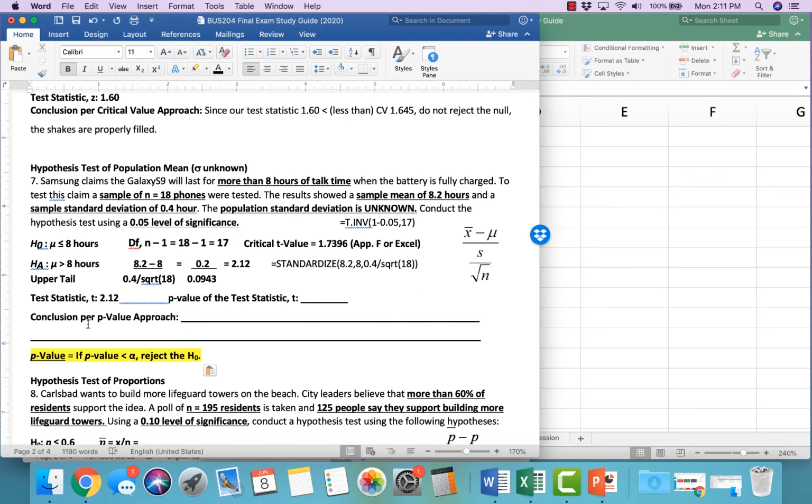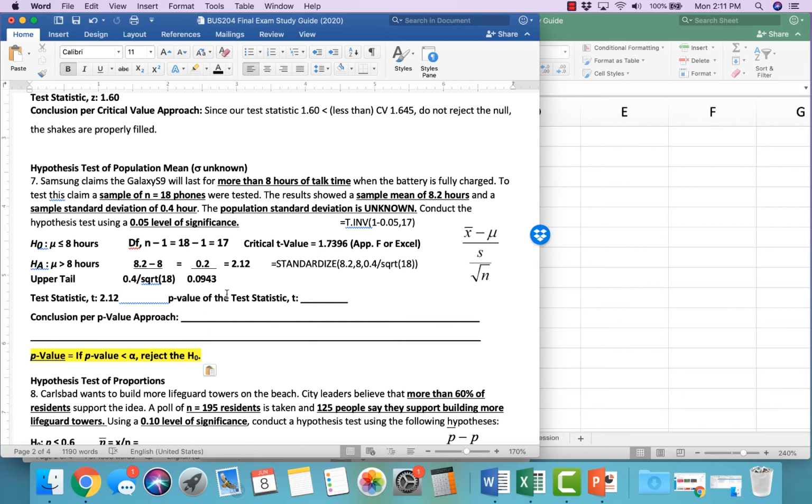Now for our conclusion, we're going to be using the p-value approach. So again, on the study guide, I do have it highlighted in yellow at the top, but I've put it right here. Our p-value approach states that if our p-value is less than our alpha, reject the null. All that means is our p-value, the chances of getting this sample, are so small, it fits in the rejection region. It fits in the alpha. So let's see if that's the case here.